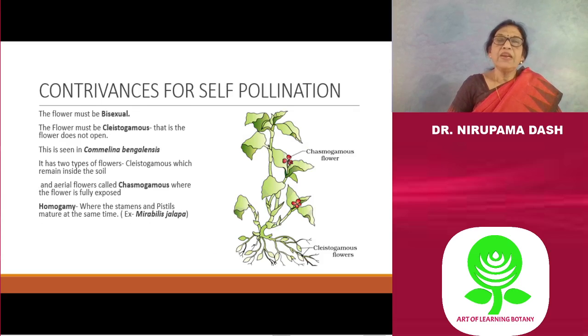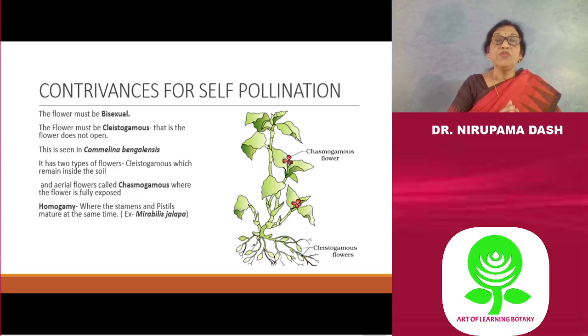However, some plants also show some adaptation for this self-pollination, and these adaptations are cleistogamy in cleistogamous flowers and homogamy in homogamous flowers. So let me come to this cleistogamy. Here it occurs in cleistogamous flowers where the flowers never open, and the essential parts or fertile parts are completely wrapped by the accessory parts, and it is found in Commelina bengalensis.